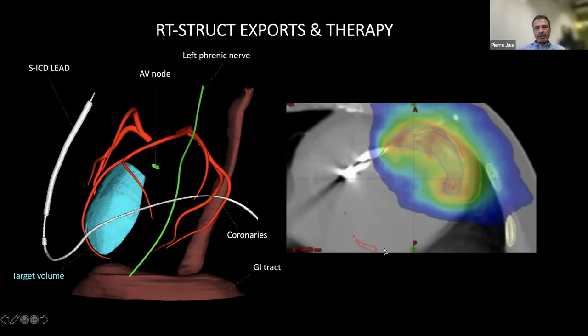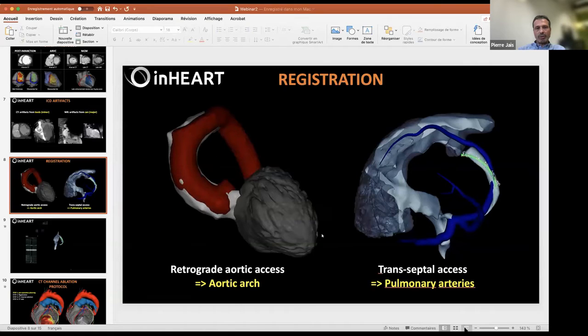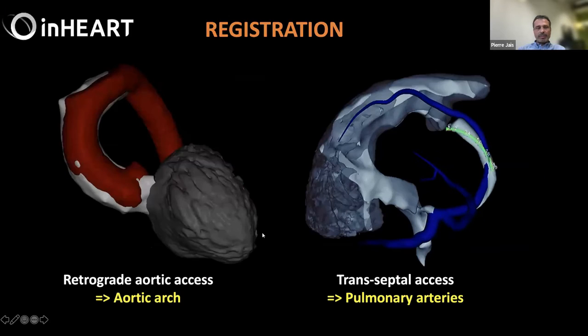Typically, it all depends on the access you want to have to the left ventricle. Obviously, two options: either you go retro-aortic or you go transeptal. And so, if you go retro-aortic, then the registration is done as shown on the left of this slide here.